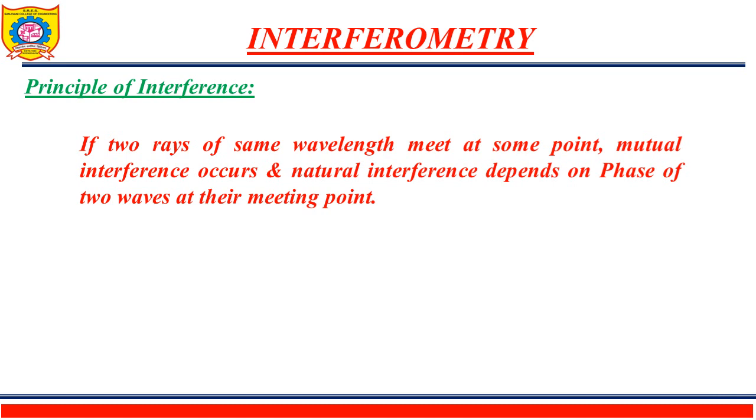So what is the principle of interference of light? Let us see first of all interference of light. A monochromatic light source is the source of visible light of a narrow band of wavelengths. Let us consider the principle of interference. If two rays of the same wavelength meet at some point, mutual interference occurs, and the interference depends on the phase of the two waves at their meeting point.